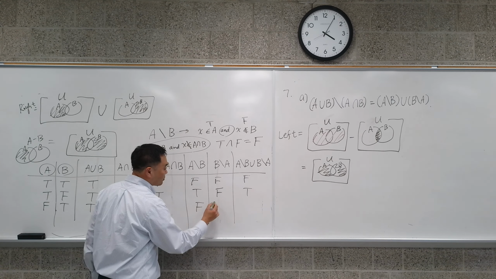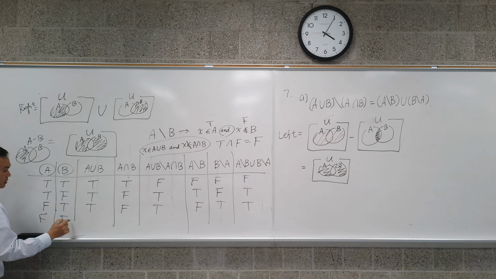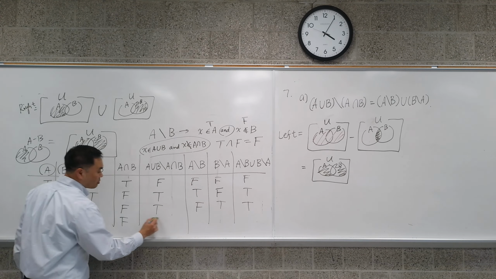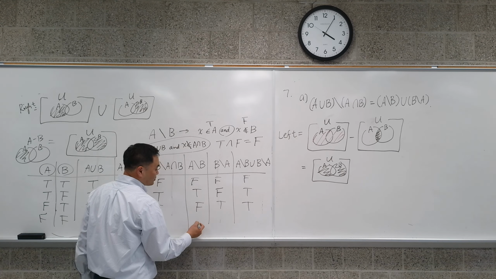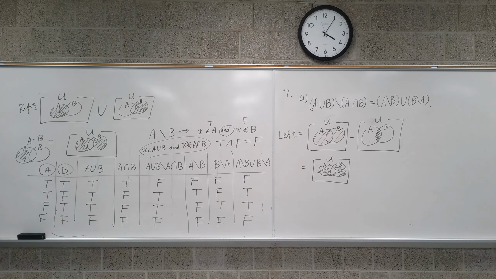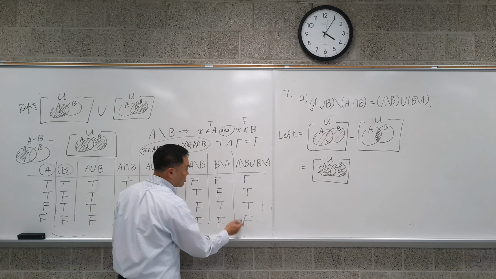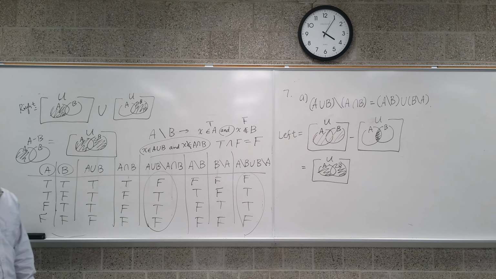In this case, it would be FTT. And then when you have FF, both will be false, so it will be false. And this will be false and false and false. So you can use the true and false this way and establish that they both evaluate to the same true and false values. So that's another way to show that the two sets are the same. Okay? I think most people will find the Venn diagram method easier.